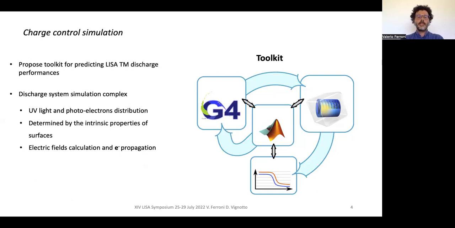For simulating the charge control system in LISA, we propose a toolkit for predicting the performances of this system for various strategies of charge control. The discharge system simulation is complex because you need to deal with the UV light and photoelectron distribution, which is determined also by intrinsic properties of the surfaces involved. And then you need to calculate the electric fields, propagate the electrons in this field and calculate the currents.